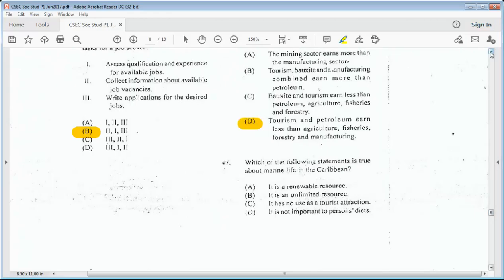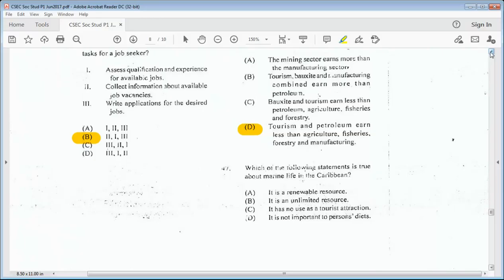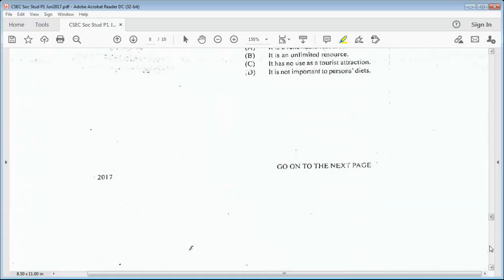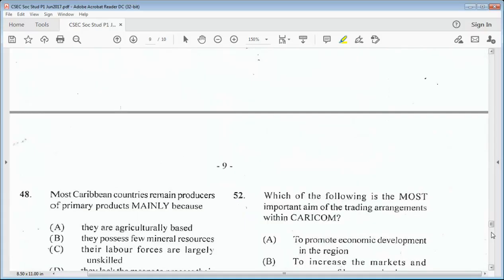Tourism and petroleum earn less than agriculture, fisheries, forestry, and manufacturing. So that is not true. So all the others are true, but this one is not true. It did not earn more than the other industries. Let's go on to number 47.